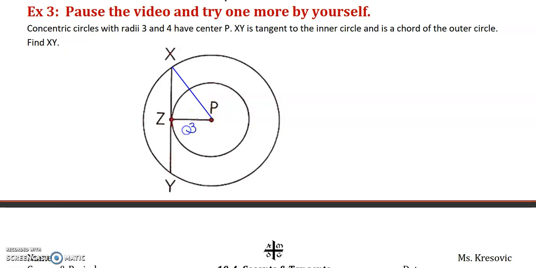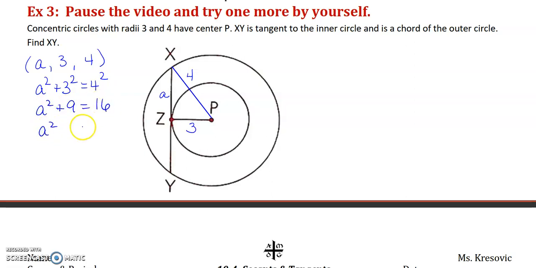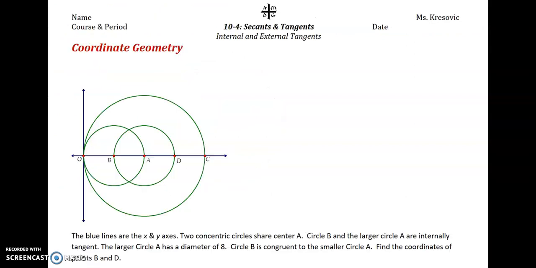The radius of the smaller circle is 3. The radius of the larger circle is 4. I don't know the length of this side here. So I have a, 3, 4. That's not a triple, but I can use the Pythagorean theorem. Therefore, XY is equal to 2 times the square root of 7. They won't always be triples. You have to sometimes use the Pythagorean theorem.